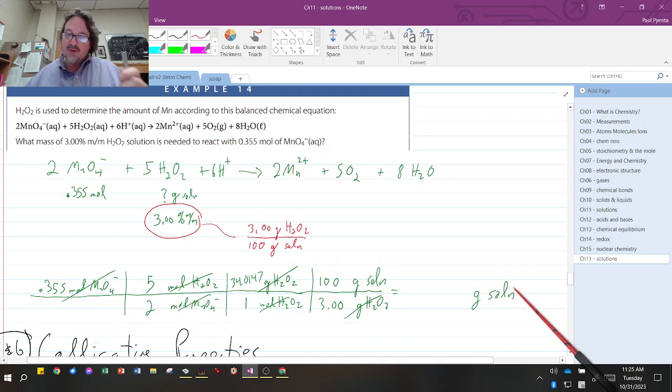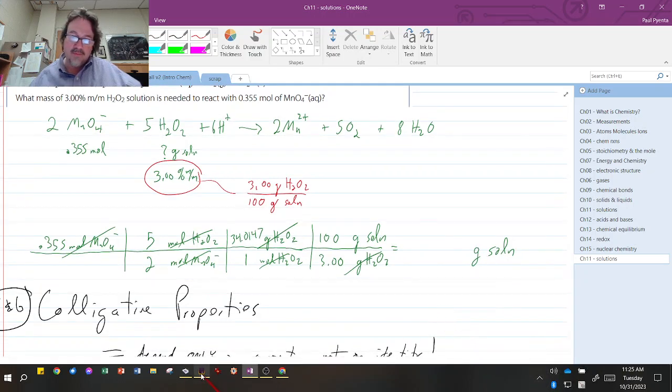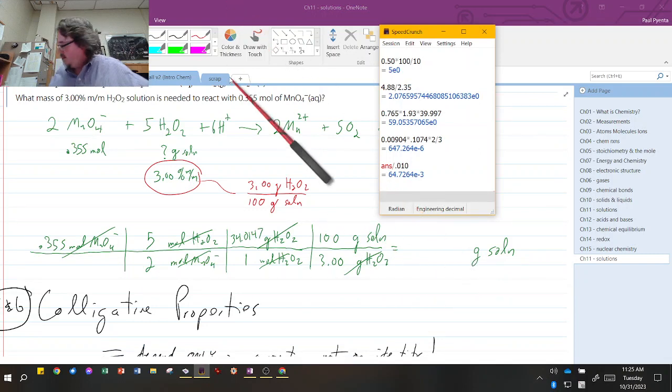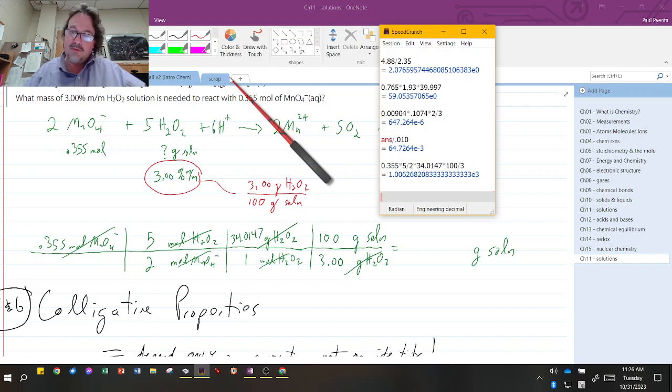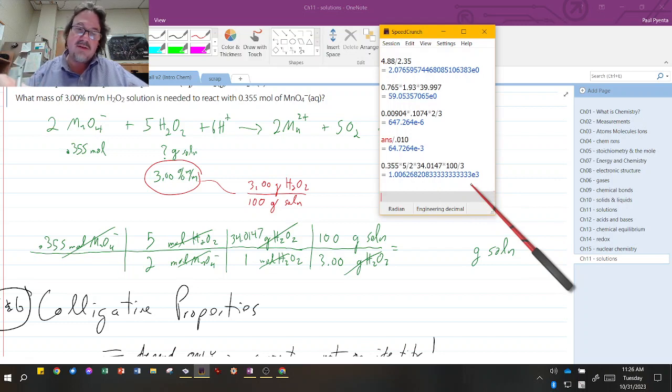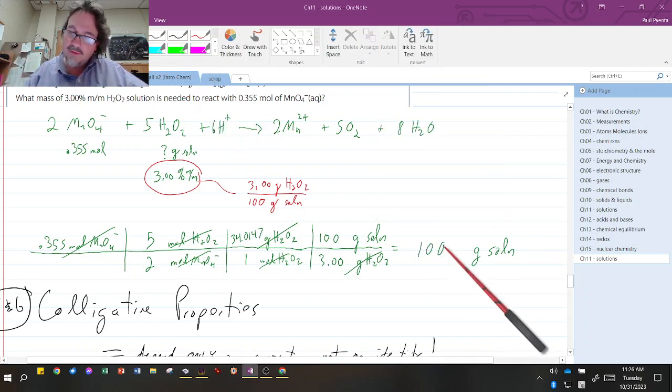I can put the equal sign, put the units, and pull up my calculator, punch it through. So let's do that. 0.355 times 5 divided by 2 times 34.0147 times 100 divided by 3 equals, there we go, 1.006 times 10 to the third. So in other words, 1006 grams, which would be the same as 1.006 kilograms of that solution.